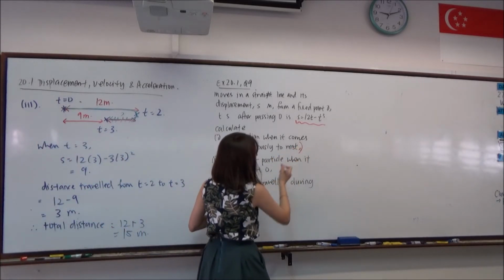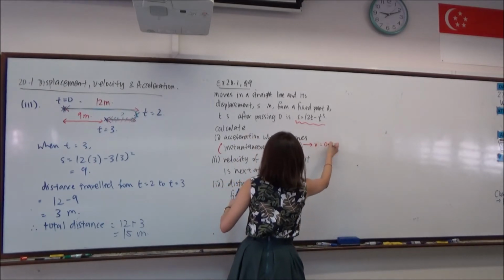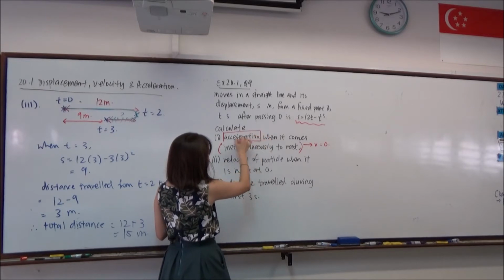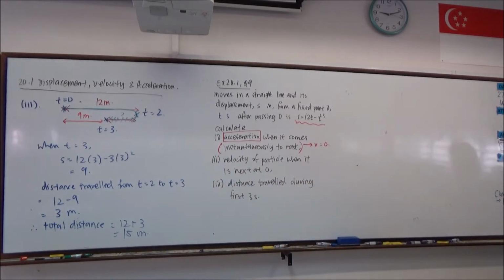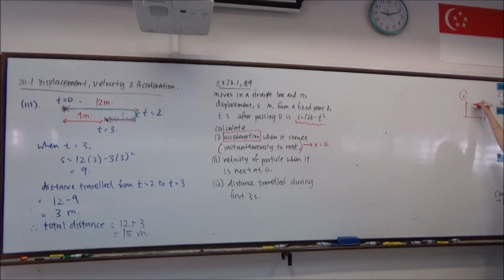Instantaneously at rest, likewise as we said just now, refers to when v is equal to 0. Now we are trying to find out what the acceleration is. We said that when we look at a velocity-time graph, the gradient gives us the acceleration. So that means we will need to differentiate v for us to find the acceleration.